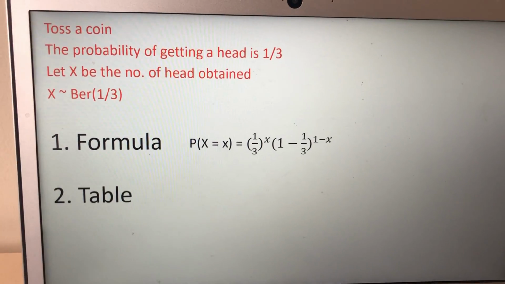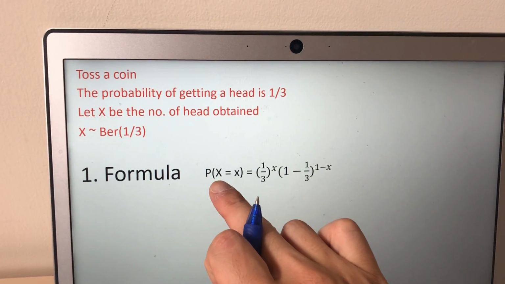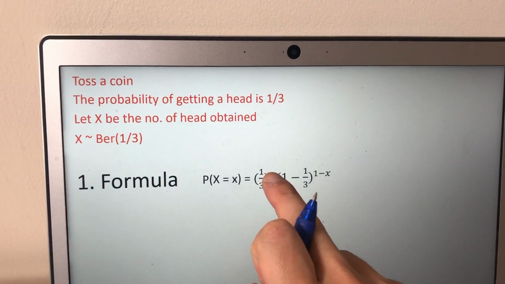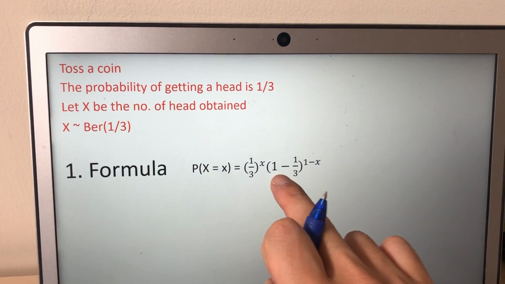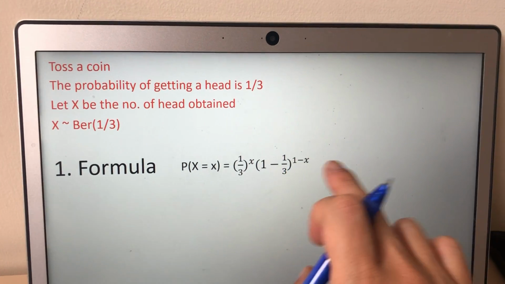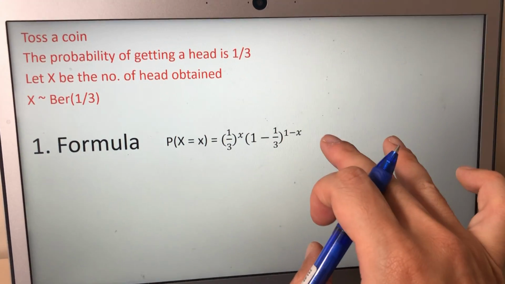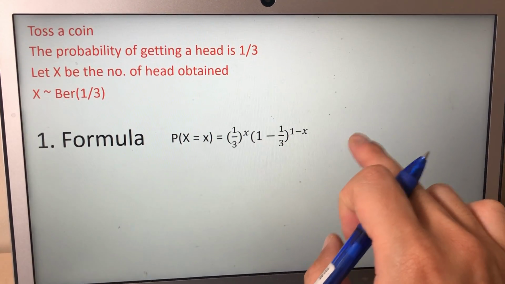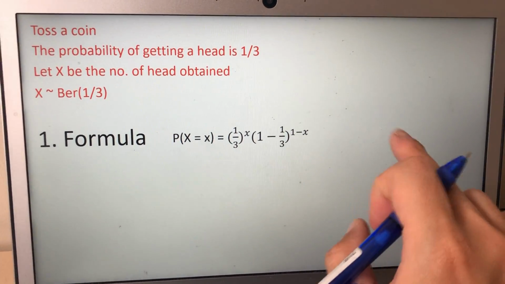Okay? So therefore, we have the formula. Probability X equal to x is the probability of success to the power of x times the probability of failure to the power of 1 minus x. And I forgot to put it down. You also have to write x equals 0 or 1, either 0 or 1.